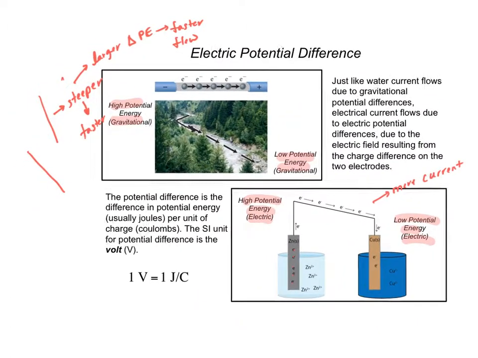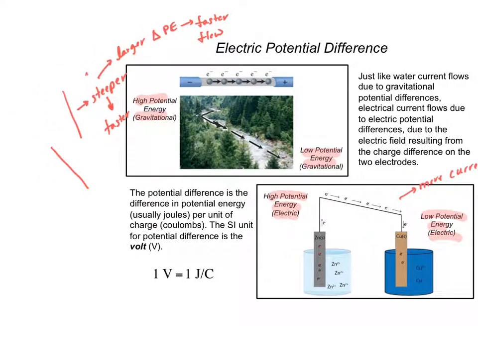So how do we measure these electric potential energy differences? Well, we use something called the volt, right? So the volt is defined as 1 joule of potential energy per unit of charge. The unit of charge is, again, the coulomb, okay?